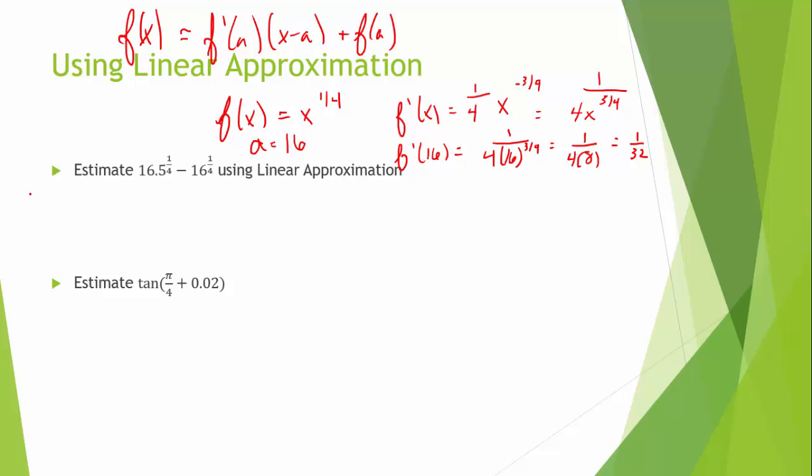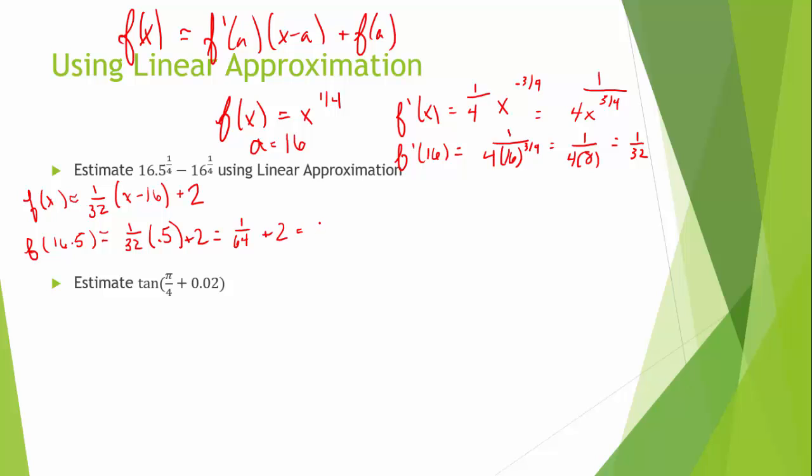All right, so this means my linearization of f of x is going to be approximately equal to 1 over 32 times the quantity of x minus 16 plus f of 16, which is 16 to the 1/4 power, and that is going to be 2. So that means f of 16.5 is approximately equal to 1 over 32 times 0.5 plus 2. 1/2 of 1 over 32 is going to be 1 over 64 plus 2. So the approximation is going to be 2 and 1/64. Okay, that's f of 16.5. That's the approximation of it. Now we've got to subtract from that the 2, and that's going to be 1 over 64.